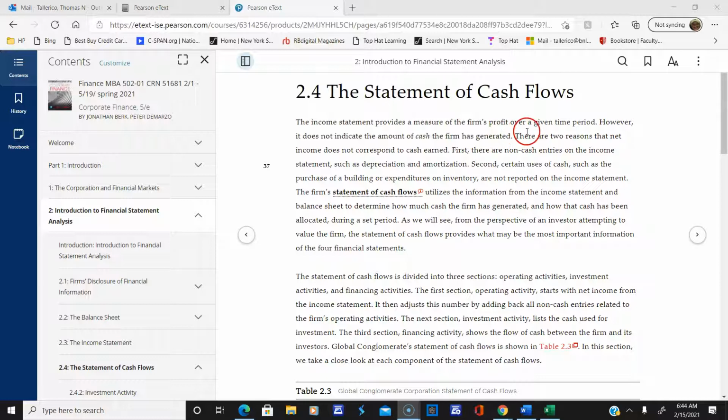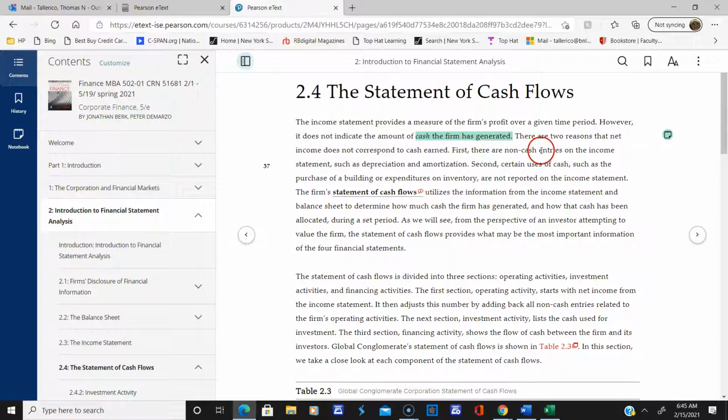So this is a measure of the firm's profit over a given time period, only in the sense that it tells you the cash that you're able to collect, whereas the income statement includes stuff that you can't feel or touch cash-wise. The statement of cash flows is telling you that this is your statement of cash on hand, short term. There are two reasons that net income does not correspond to cash.